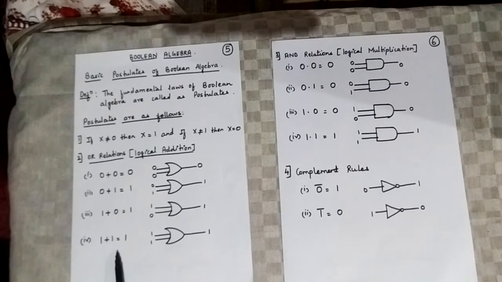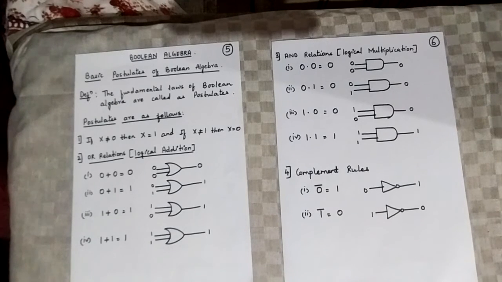Moving to the fourth one, it says 1 plus 1 results in 1. Here on the right hand side, if you see corresponding to it, we have the logical symbol, which is going to take the inputs 1 and 1, two inputs according to this postulate, and it is going to result in 1. So, this was about the OR relations or logical addition.